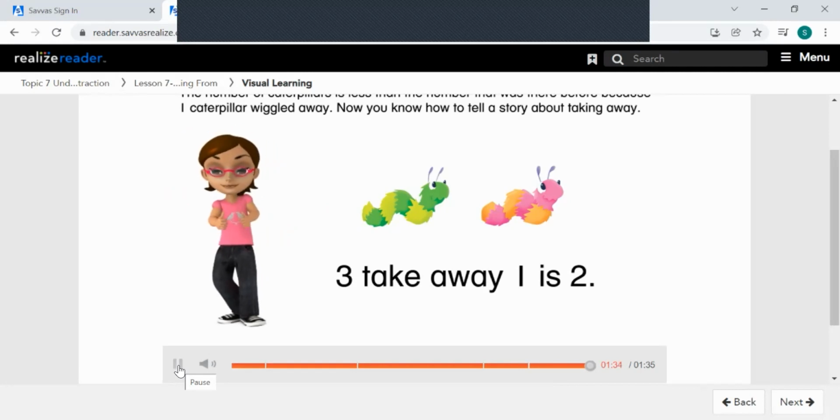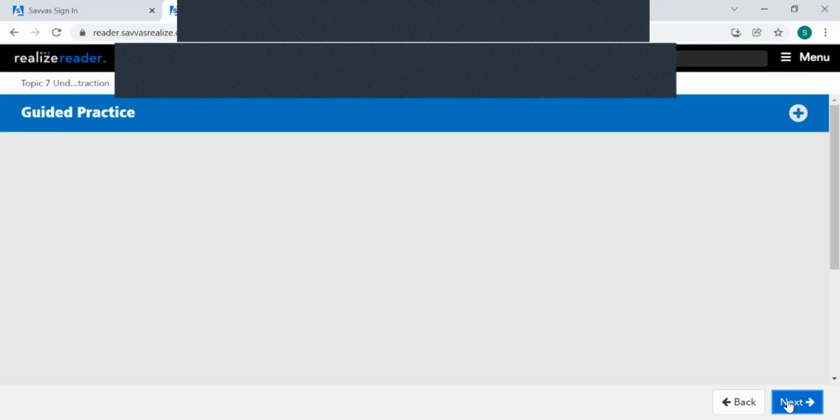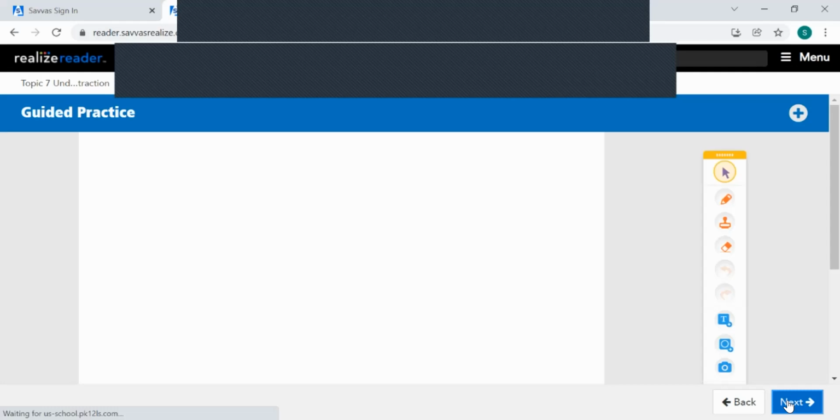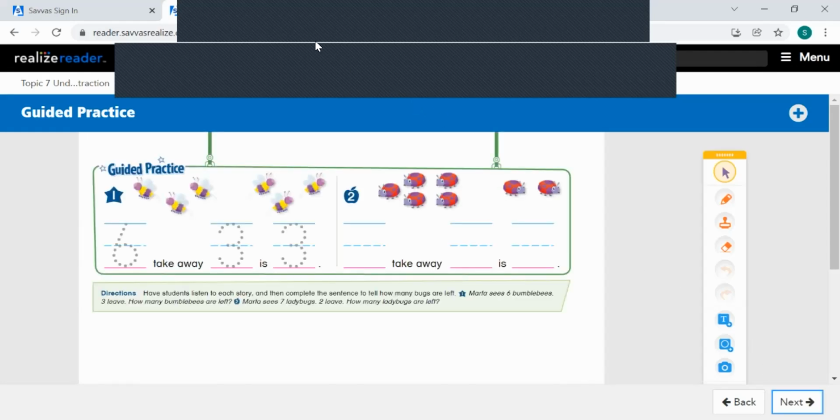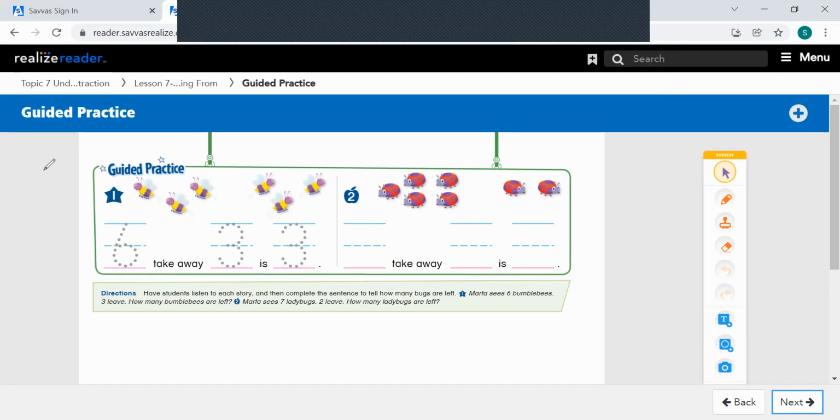Great job! All right, let's do the problems below in our guided practice. All right, we have 6 bumblebees. 6 bumblebees in all. 3 bumblebees leave. How many bumblebees are left?